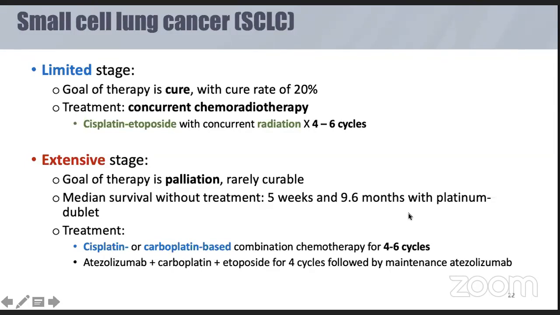Usually, like I told you previously, in the non-small cell lung cancer, we are staging from 1 to 4. The exception usually in solid tumors, when we are talking about staging of small cell lung cancer, we have 2 stages. We have limited stage and extensive stage. For the limited stage, the goal of therapy is a cure. We try to cure the patient with a cure rate of 20%.